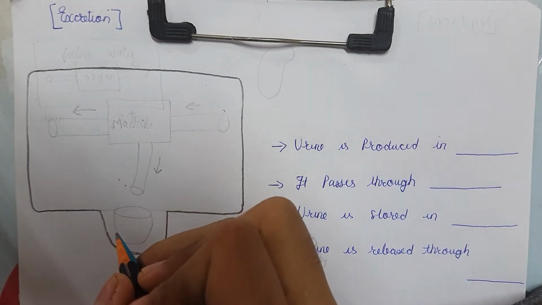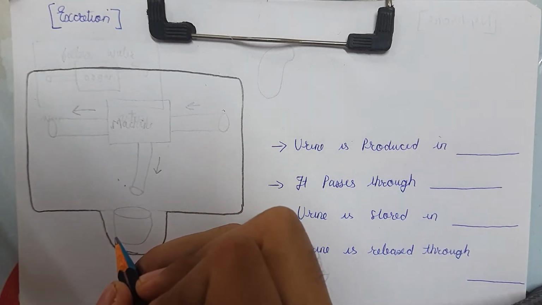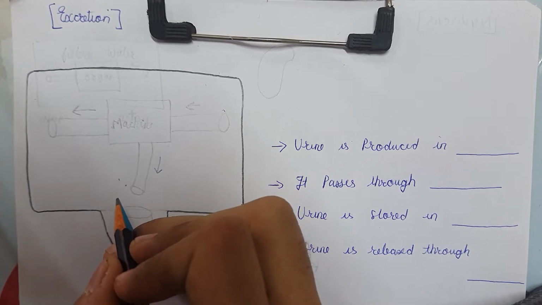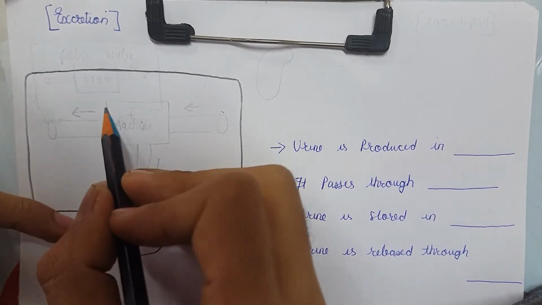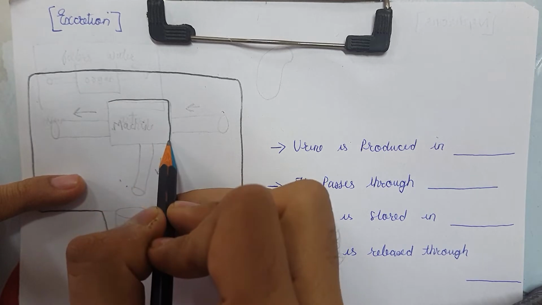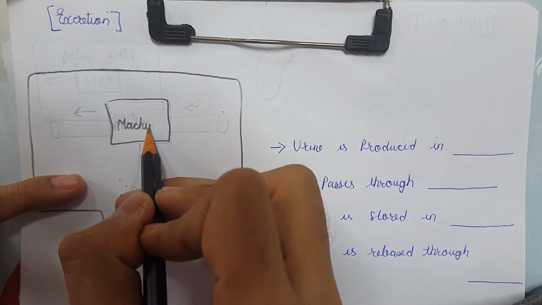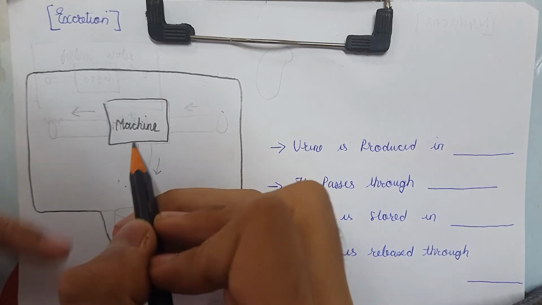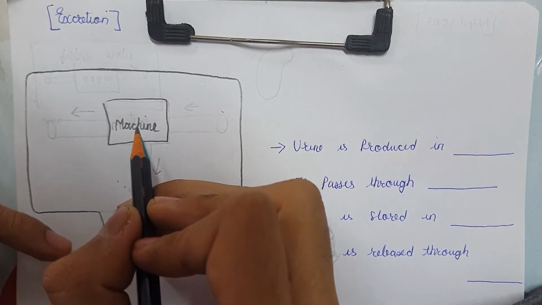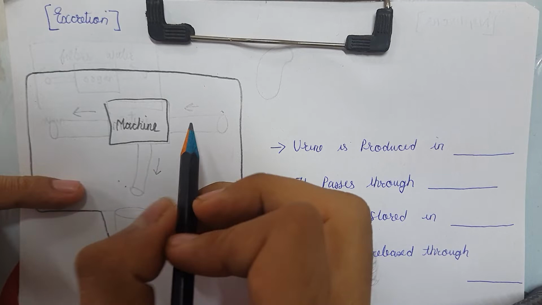So today we are going to learn the excretory system. Before starting with the excretory system, here we are going to learn a simple machine first. Let us assume this is a machine. And now what does this machine perform? This machine purifies the water.